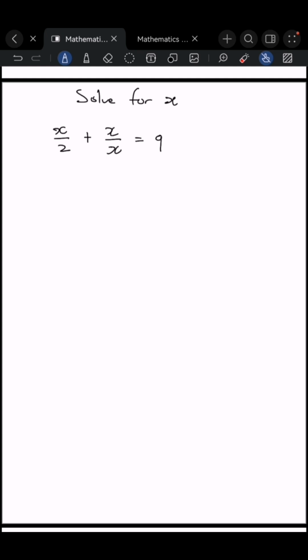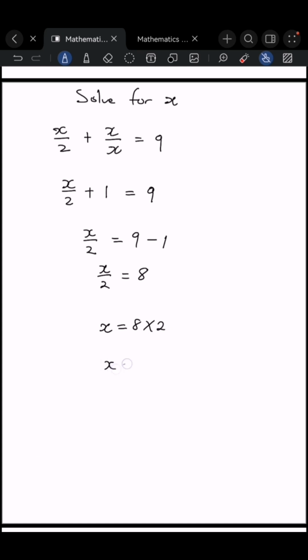All right, here's another question. It says x over 2 plus x over x is equal to 9. Solve for x. Obviously, x over 2 plus x divided by x, which is 1, is all equal to 9. Therefore x over 2 is equal to 9 minus 1, where x over 2 is equal to 8, where x is equal to 8 times 2, where x is equal to 16.